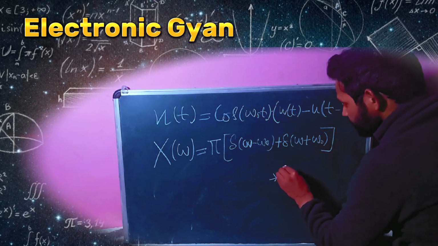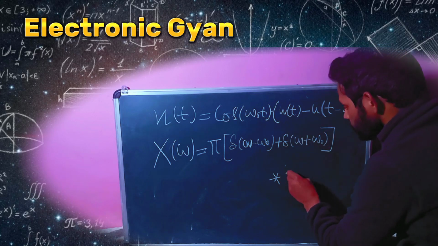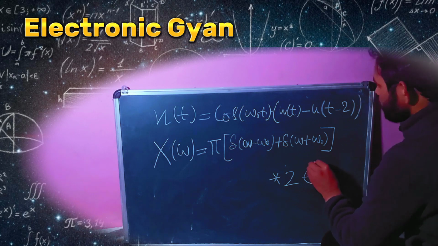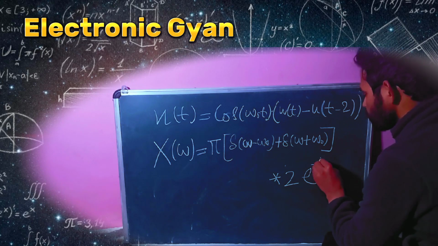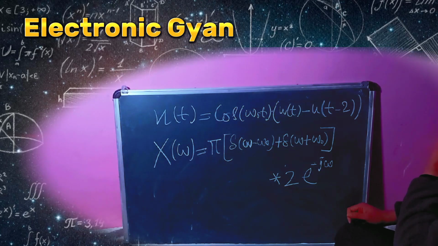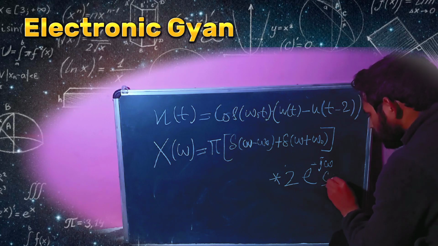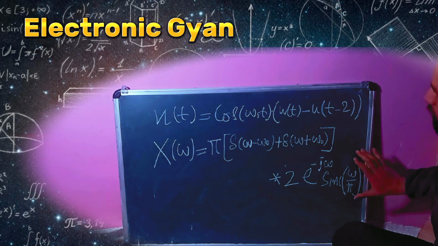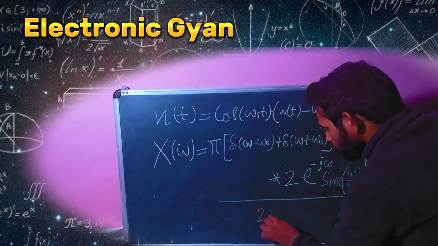Convolution with this signal. The Fourier transform of this signal is 2 e to the power minus j omega into sinc of omega by pi. The exponent is minus j omega because this is a shifted version, shifted to the right. Now we have to convolve this, and it is divided by 2 pi.